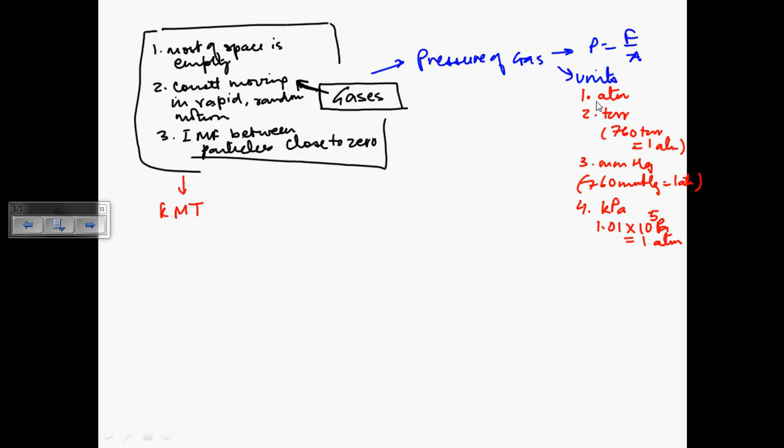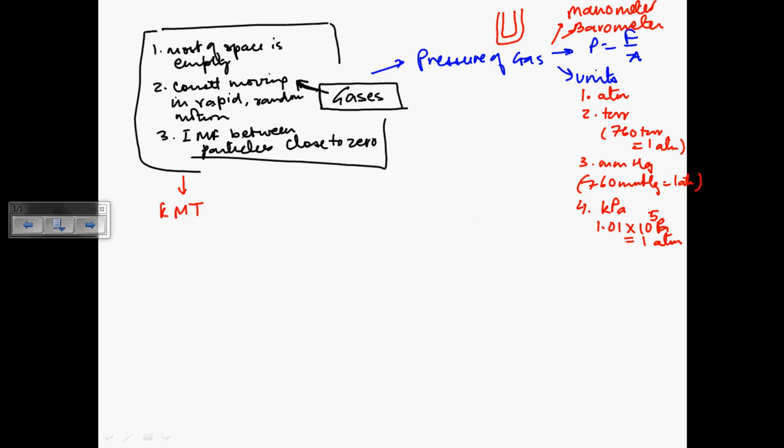And the devices that measure pressure are called manometer and barometer. Barometer measures atmospheric pressure, while manometer measures pressure of a gas. And there are U-tubes involved in manometers. Open end manometer versus closed end. In closed end, just the difference of the two columns gives you the pressure of the gas. In open end, you have to factor in atmospheric pressure as well.